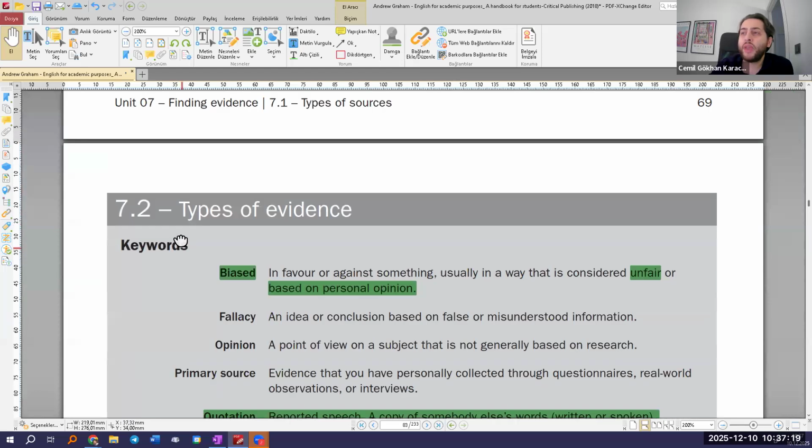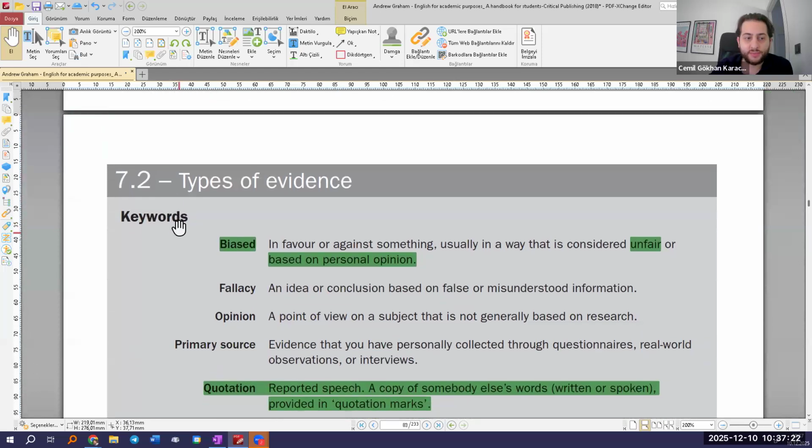So today, next up, we have types of evidence. What do you understand from the word evidence? Most of the sources, it depends on the topic. But of course, what type of older sources we are talking about is the real thing here.